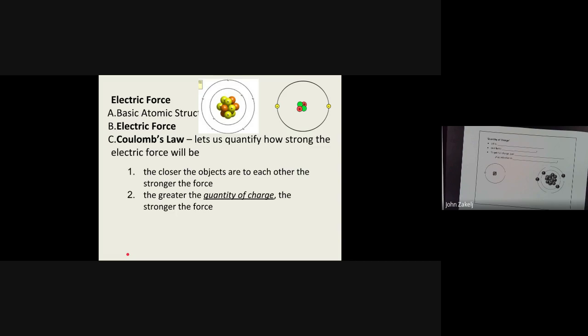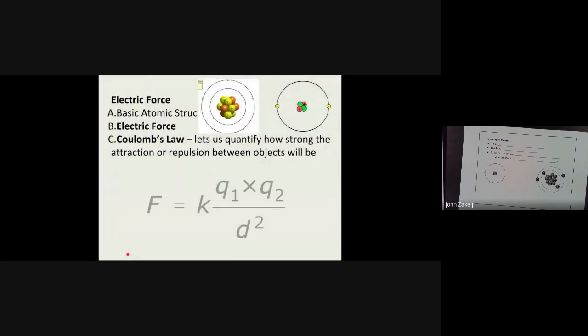Does this remind you of something? It sounds a lot like Newton's law of universal gravitation, and it is very similar. And in fact, it has this formula, which is also very similar to Newton's formula for gravity. Instead of the big G, it has this small k here. And that small k just stands for a number, okay? We don't need to know what that number is, but it's a constant. It's always the same number.